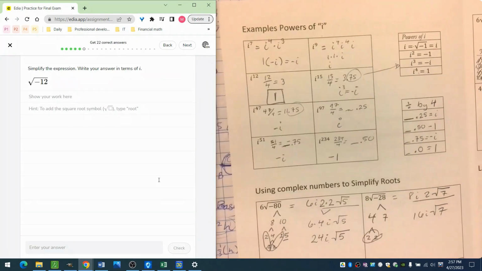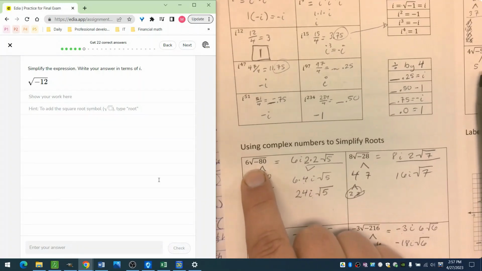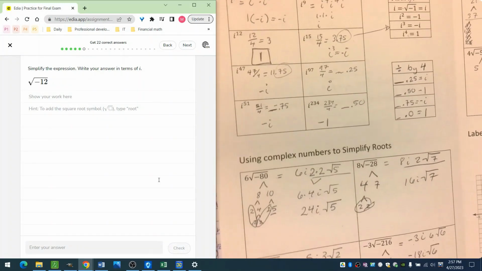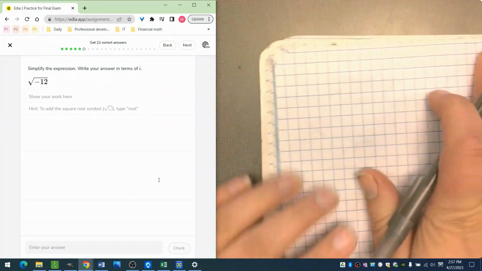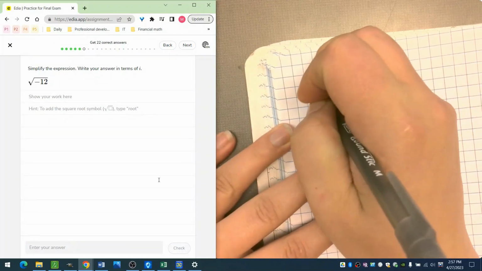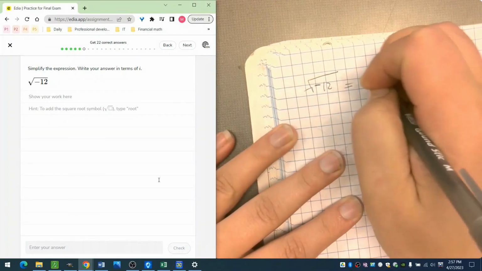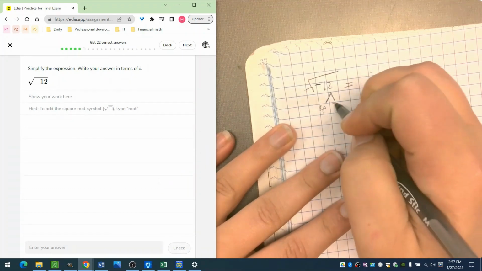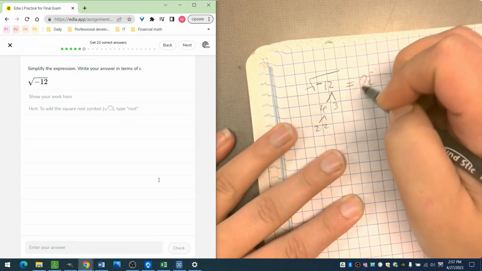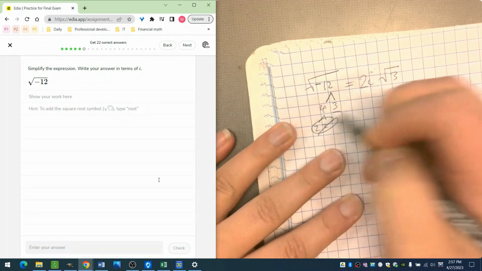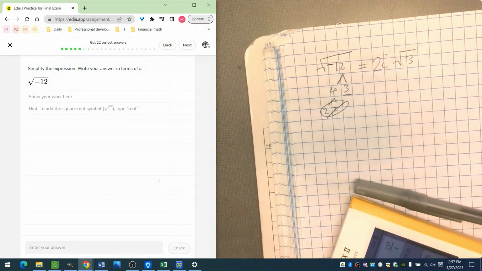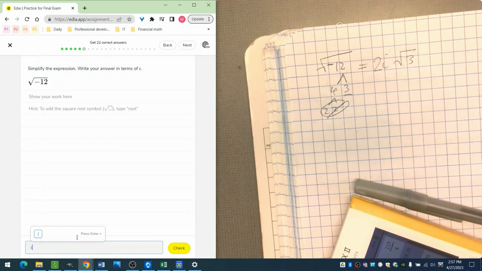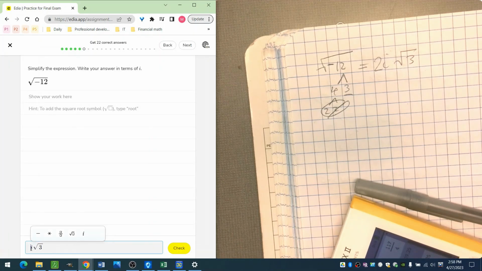Okay, this is just like these. We learned that the negative comes out as an i. So for this one, I've got negative 12 on the inside. The negative comes out as an i. Break down the 12. 4 and 3, 2 and 2. The 2 comes out, the 3 stuck on the inside. It's really that easy. Now, if yours doesn't break down, then it just stays the exact same. I gotta remember my 2.